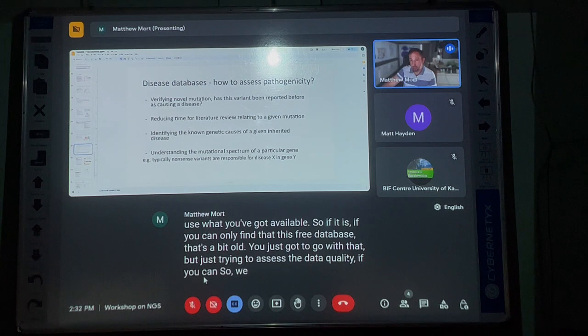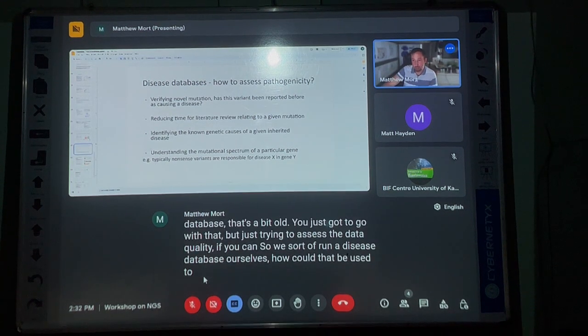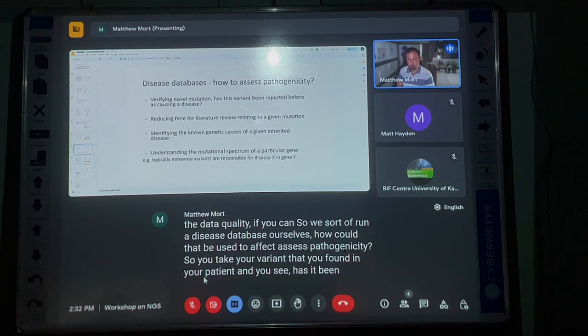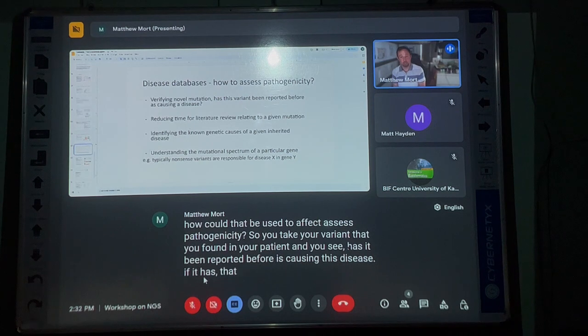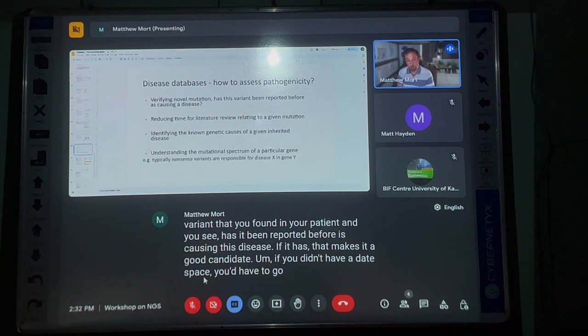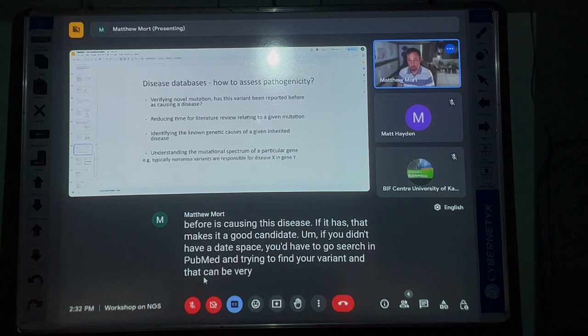So we run a disease database ourselves. How could that be used to assess pathogenicity? You take the variant that you found in your patient and you see, has it been reported before as causing a disease? If it has, that makes it a good candidate. If you didn't have a database, you'd have to go searching PubMed and try and find your variant, and that can be very time consuming.